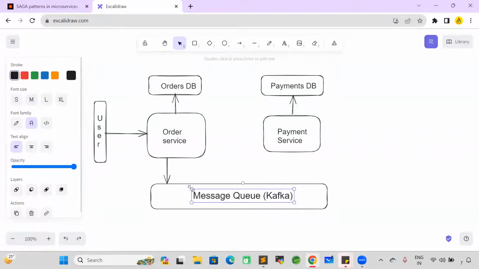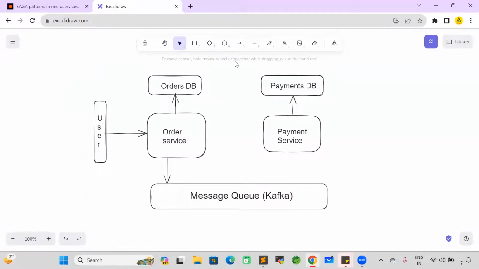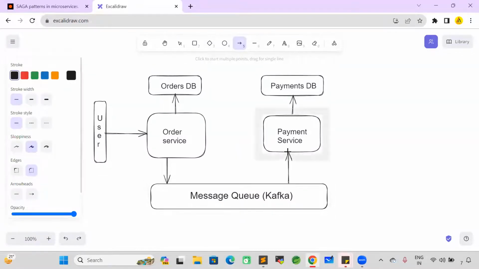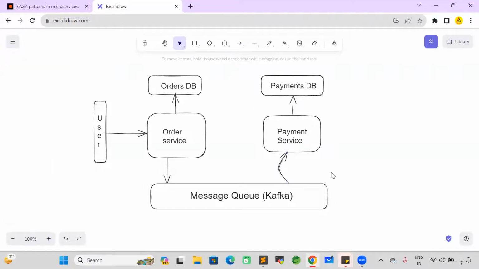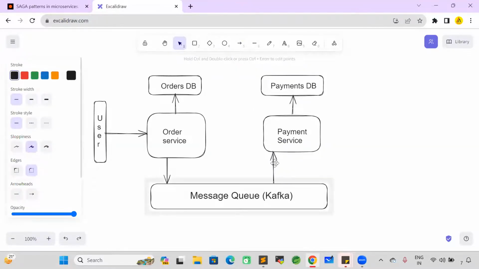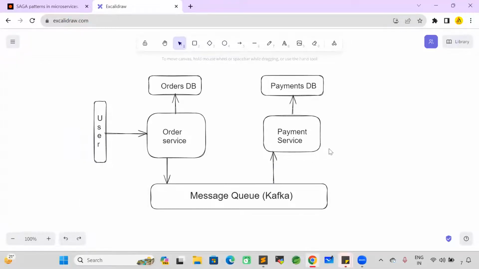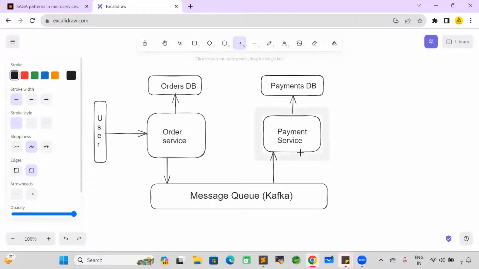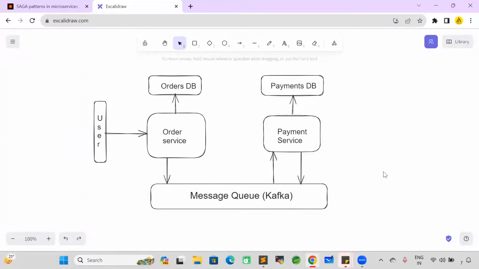Whenever the message is triggered for the message queue, it will immediately be received by the payment service. The payment service will receive that event. Okay, the order is placed, so immediately the payment should happen. Then the payment process will start, and the payment service will do the payment processing for the user. When the payment processing is completed, it may be successful or it may fail. Either way, it will publish one message to the Kafka topic.